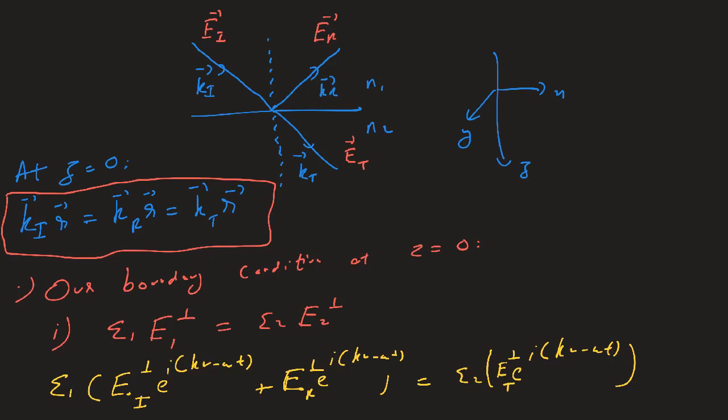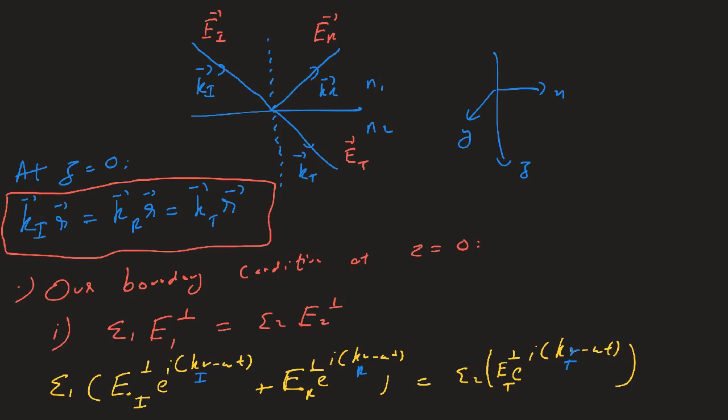Now look at this term. This term is E naught incident perpendicular e to the i(k·r minus omega t). Now k·r, what k? Well, this is k_IR, this is k reflected R, this is k transmitted R. Okay. Now k_IR is equal to k_RR is equal to k_TR, and omega t is just the time, and of course we're talking about everything at the same time.